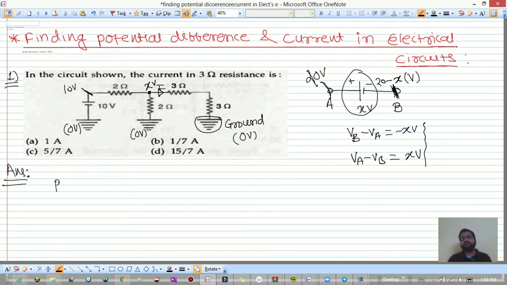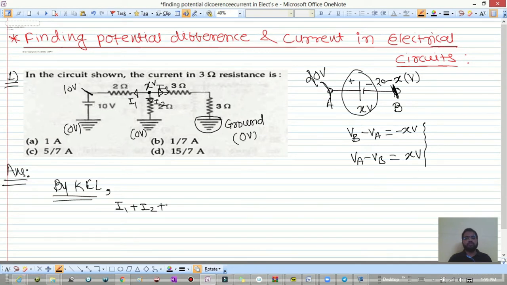By Kirchhoff's current law, at a node the sum of incoming current must be equal to outgoing current. Over here I am considering the current is flowing through this, or else you can consider x as higher potential, and current will always flow from higher potential to lower potential. So this is I1, I2 and I3 we have. So we can consider I1 plus I2 plus I3 is equal to 0.